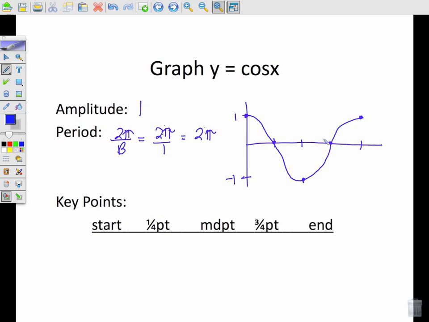And then it'll keep repeating. Past that mark, that keeps repeating. And also to the other side, it would keep repeating. Okay, but these are the most important parts.